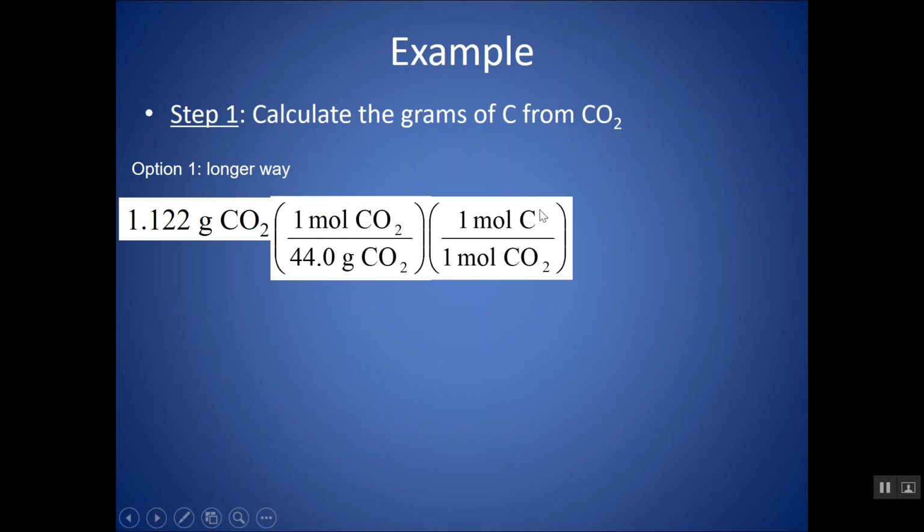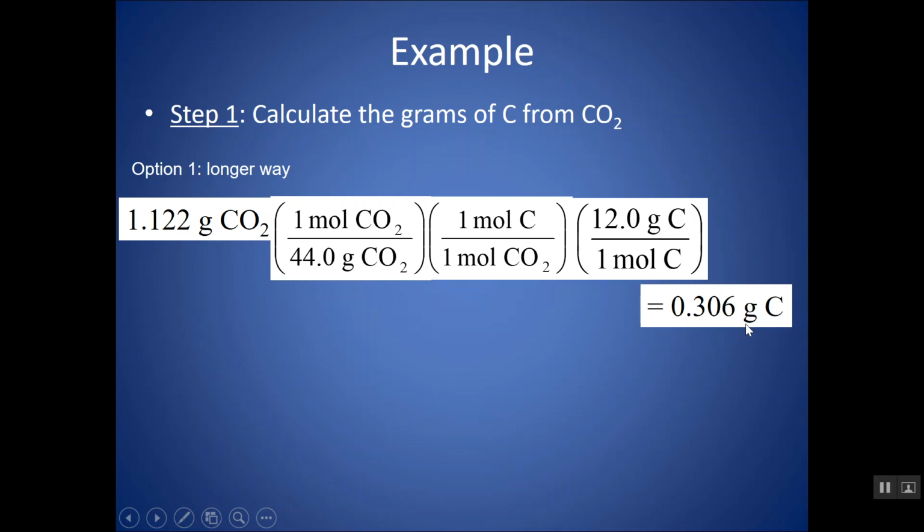Okay, so now I'm in moles of C. I don't want moles of C, I want mass of C. So now I can change it into mass by saying for every 1 mole of C, there's 12 grams of C, which is the atomic mass of carbon. And when I do this on my calculator, I get 0.306 grams of carbon. Make sure you keep enough significant figures.